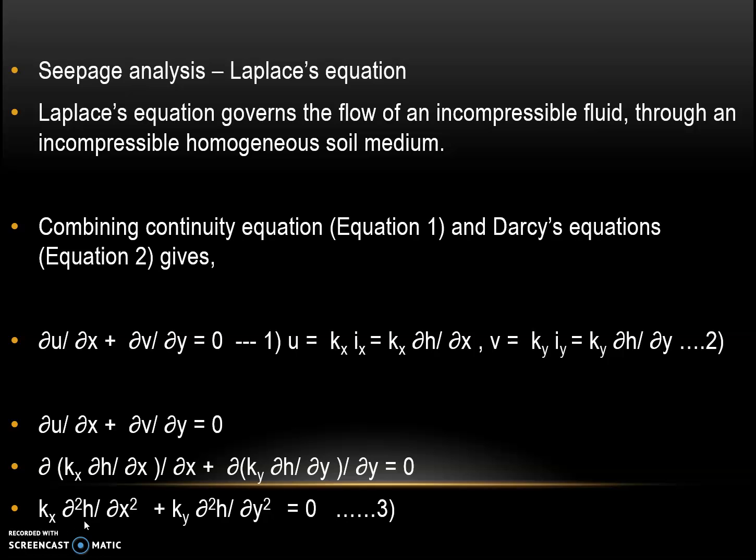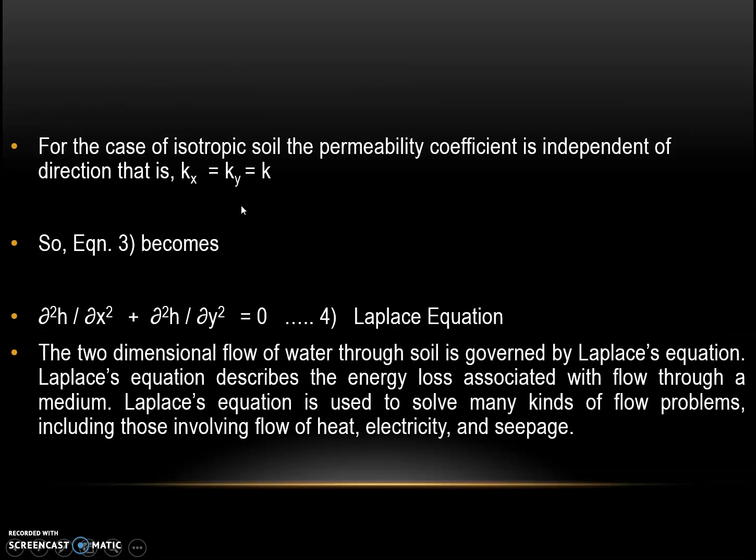So, we get kx into dou square h divided by dou x square plus ky into dou square h divided by dou y square equal to 0. Let this be equation number 3. For the case of isotropic soil, the permeability coefficient is independent of direction, that is kx equal to ky equal to k itself. So, equation 3 becomes dou square h divided by dou x square plus dou square h divided by dou y square equal to 0. Let this be Laplace equation.